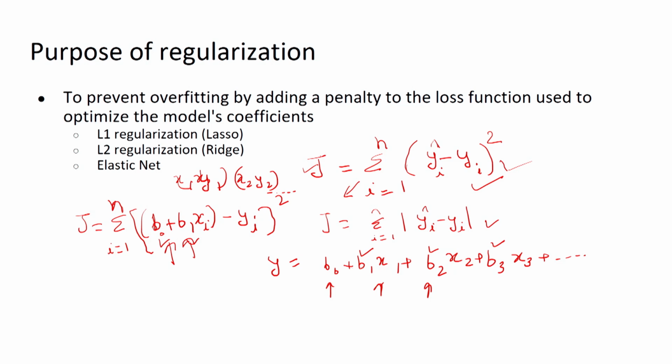For all those independent variables where the coefficient is low, those are given less weightage in predicting the value of y. Sometimes, in the case of overfitting, these coefficient values that are learned are very large.